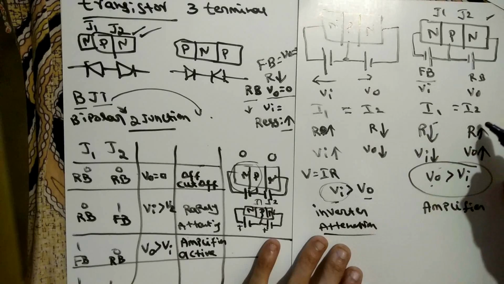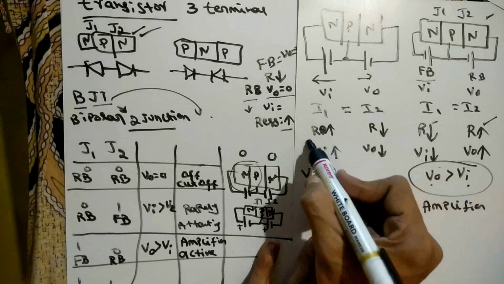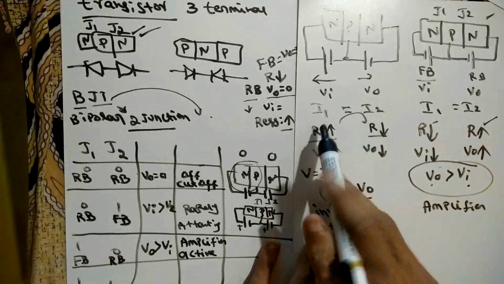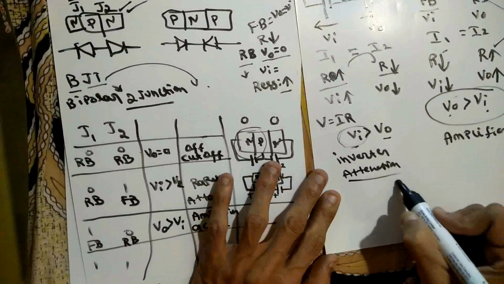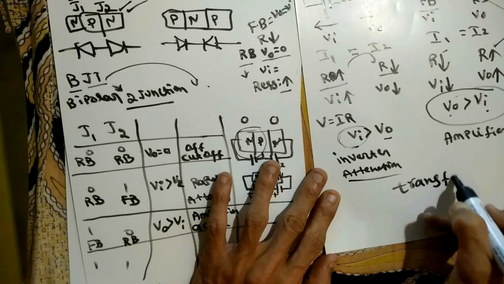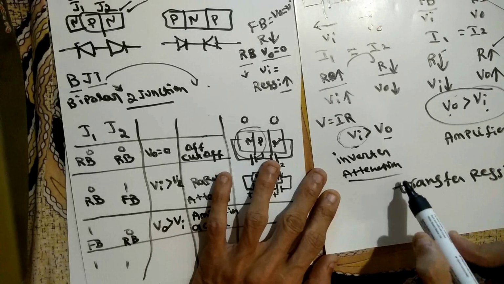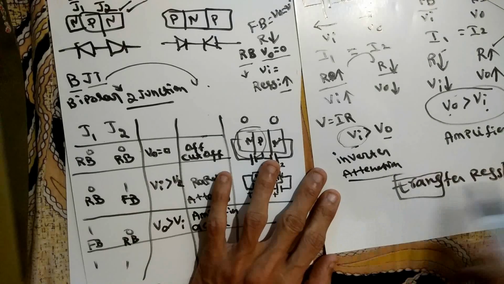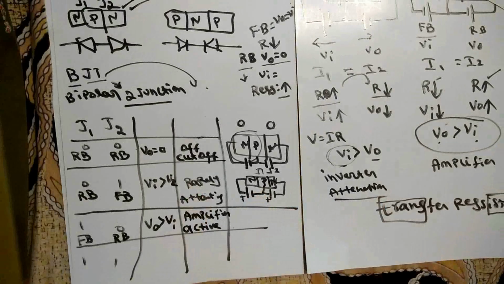Here resistance is small, and here resistance is high, so resistance is transferring from lower to higher. In the previous condition resistance is high, and in this case it is low. So again the resistance is transferring. This transferring of resistance is nothing but a transistor. It is called a transfer resistor. These two together give trans from this condition and istor from this condition, nothing but transistor.